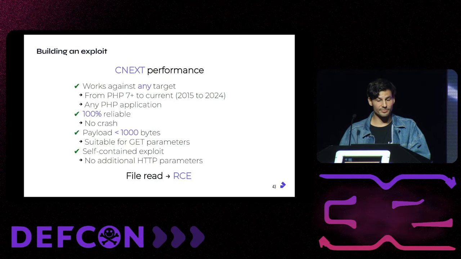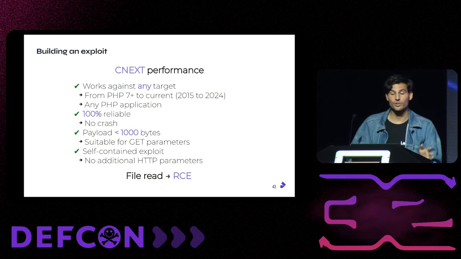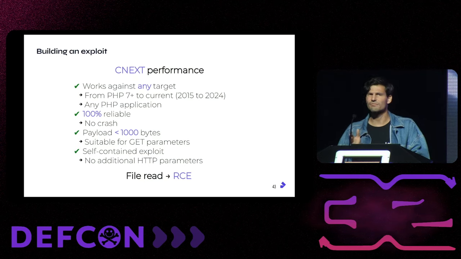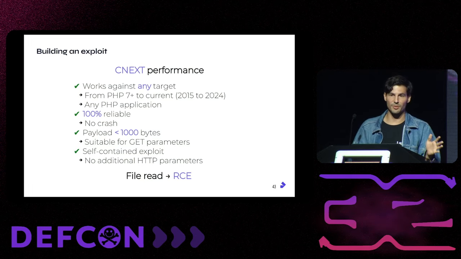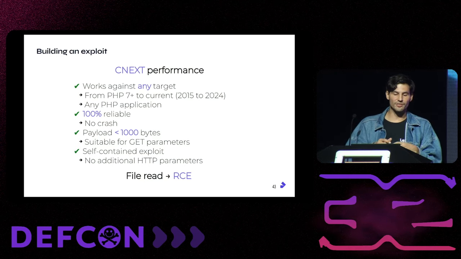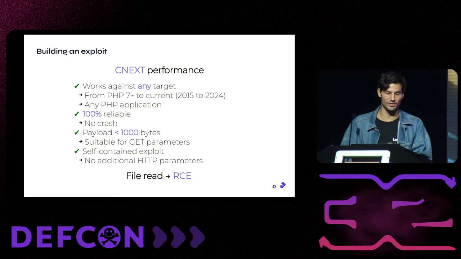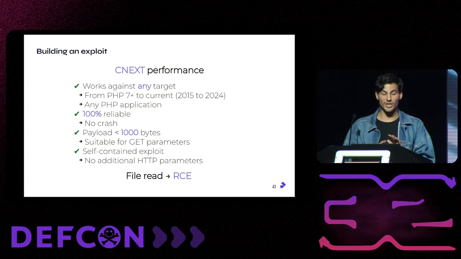So with everything put together, what do we have? We have an exploit that works against any target from PHP 7 to the current version, which is 8.3 something. That's 10 years of PHP covered with a single binary exploit. It also works against any PHP application because we can pad the heap. So even if the website uses a lot of chunks of size 600, it will still work. It doesn't matter. In addition, the exploit is completely deterministic, so it's 100% reliable. You will never get a crash.